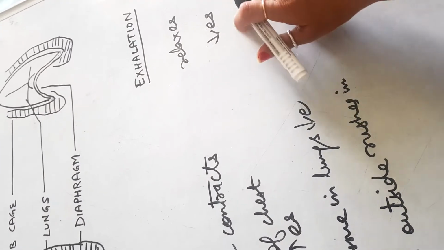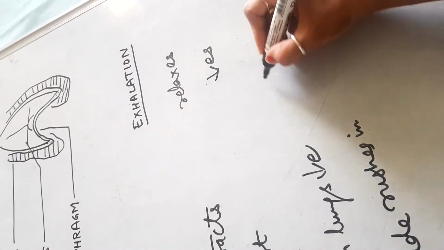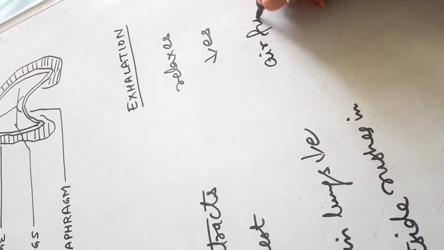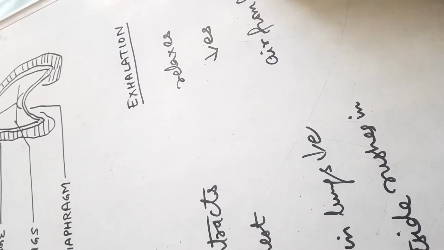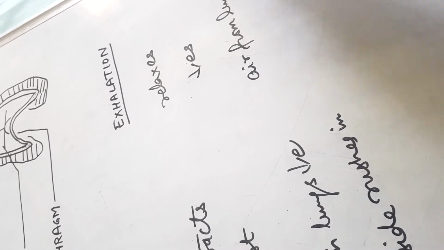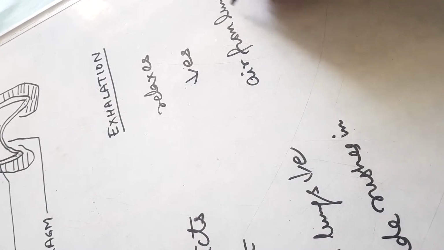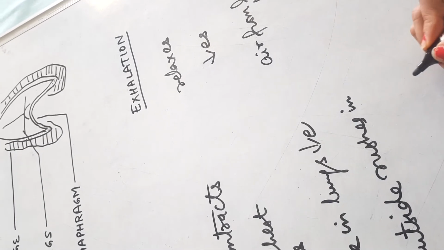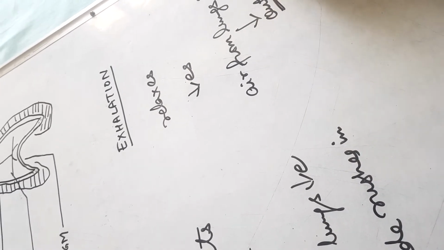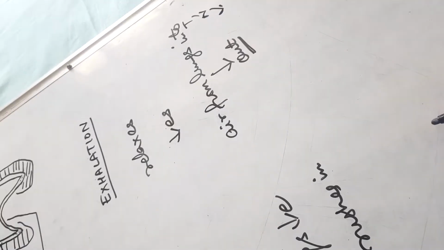This contraction pushes air from the lungs into the trachea and nostrils, and through the nostrils it goes out of the body. So how does it go out? Through your trachea, nostrils, and then finally goes out of the body.